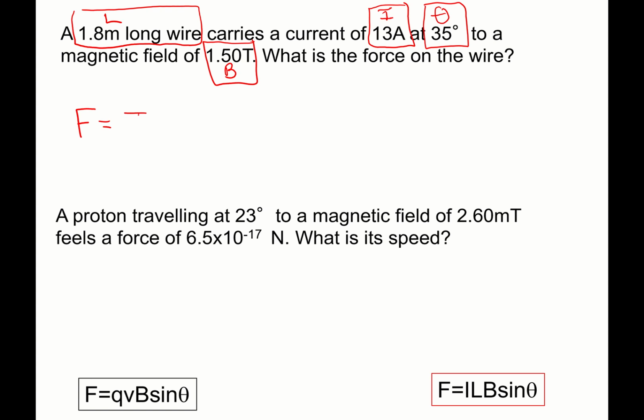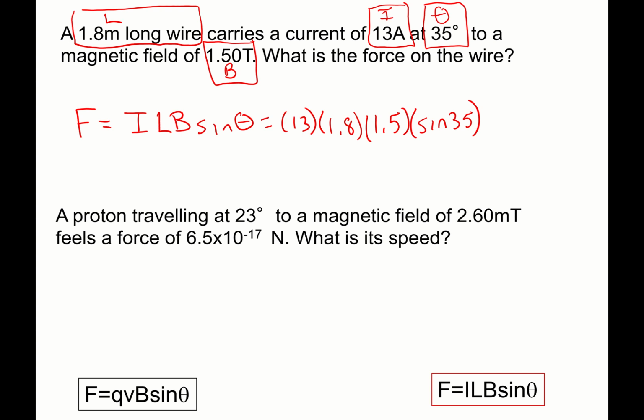All I have to do is just directly plug in F equals ILB sine theta. The problem gave me all of them, so all I have to do is plug them in. The current is 13 amps. The length is 1.8 meters. The field is 1.5 Tesla. And the angle is 35, so it's going to be sine of 35. If I plug all that in, I get a force of 20.1, and I should round that to two significant figures, so 2.0 times 10 to the 1, and the units for force are newtons. Pretty straightforward, just plug the numbers into the equation.